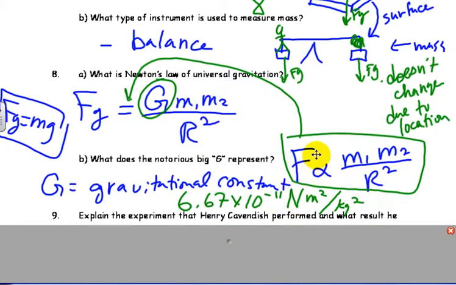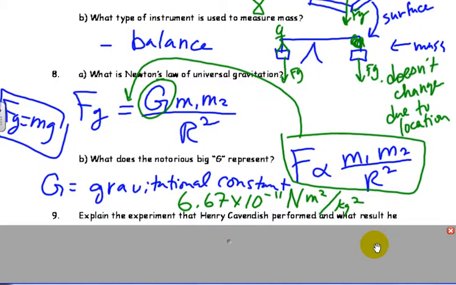If I look at it as a proportionality statement, F is directly related to mass 1 and mass 2, so the higher each mass is, the more force of gravity. But the further those objects are apart, the smaller the force gets. And it's an inverse squared law, as we'll see at the bottom on the next page.